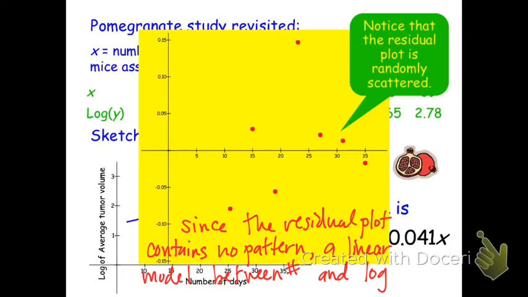Number of days, and the log of... what's the y? Tumor volume. So between x and log y is appropriate.